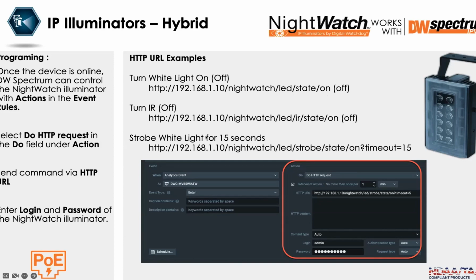As Bobby said, the strobe, it's 15 seconds with the timeout here. You can do up to 3,600 seconds in terms of the timeout for the strobe effect. Again, to add deterrence, to annoy vagrant type behavior in front of particular areas, you can set that up. So you've got control of both the white light and the IR with this.